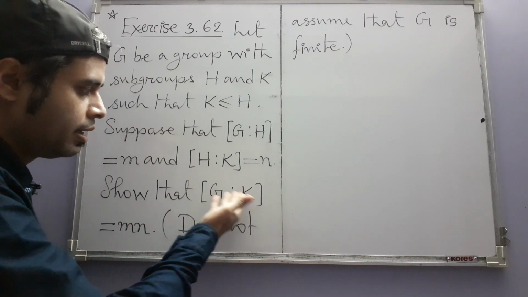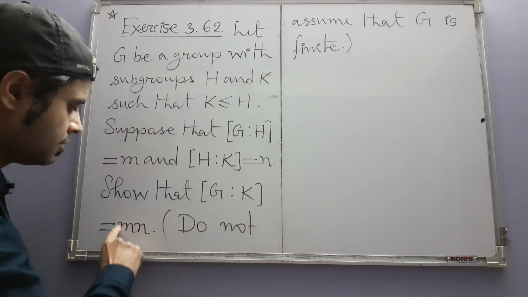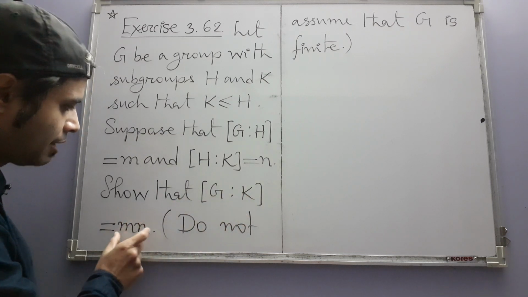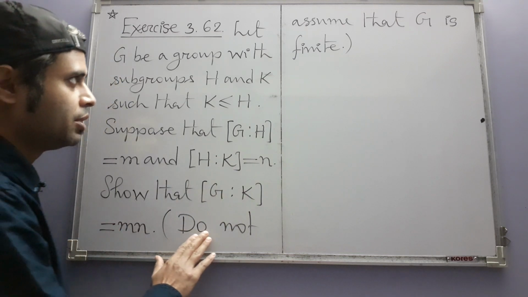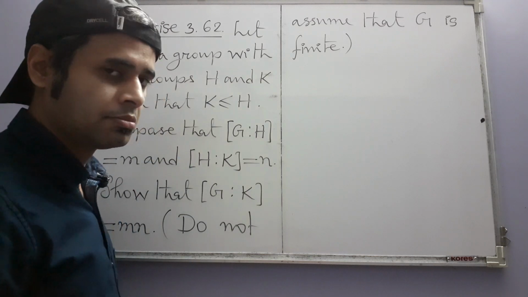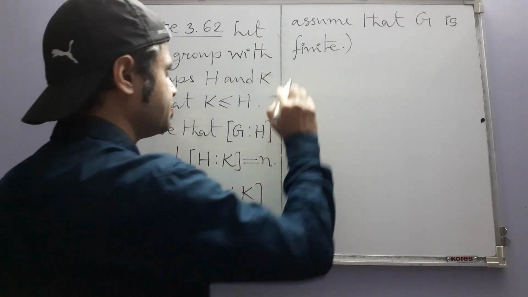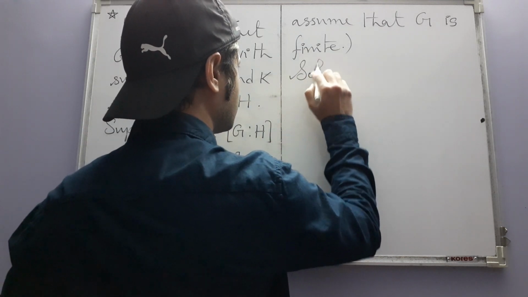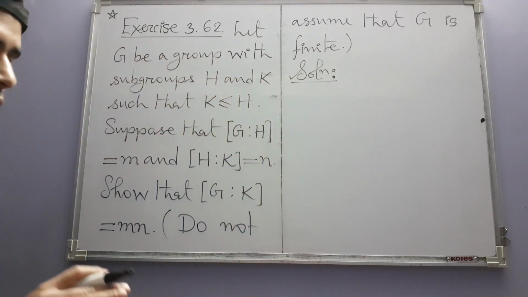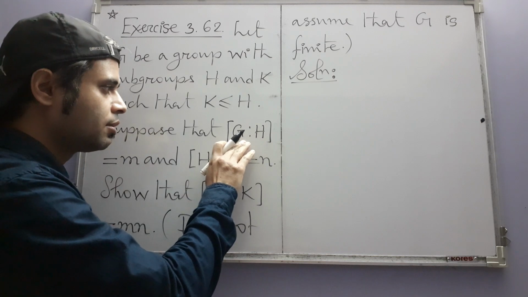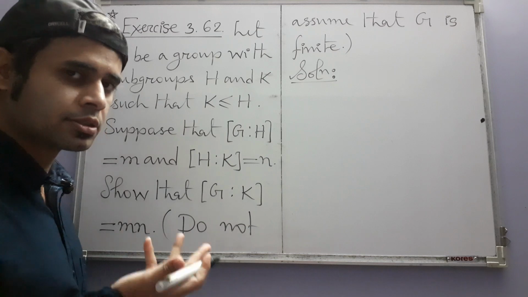Now obviously K is a subgroup of G, so we have to show that the index of K in G is MN, M times N. So that many left cosets of K in G are there that we have to show. Also we cannot assume that G is finite because G may very well be infinite. So let's see the solution. In the beginning itself we are going to list all the distinct left cosets of H in G and all the distinct left cosets of K in H.